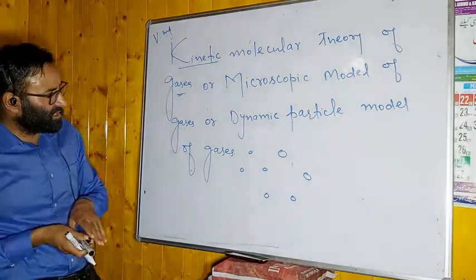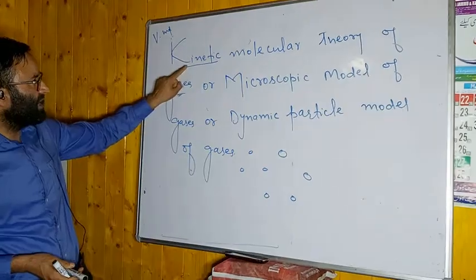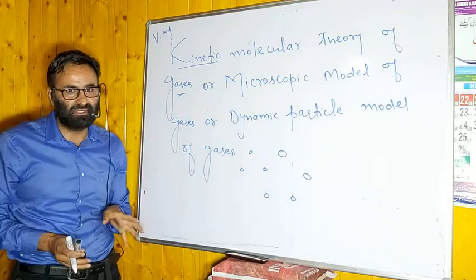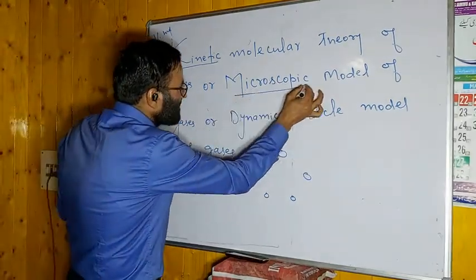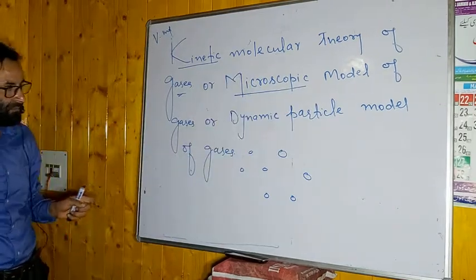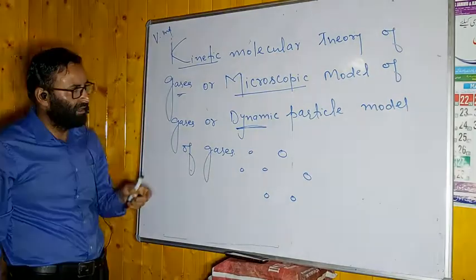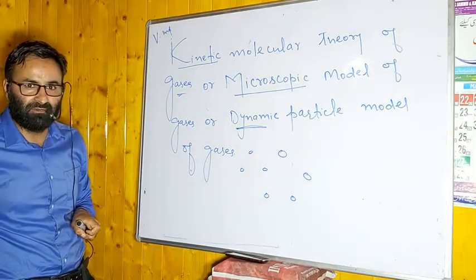As per this theory, the gas molecules are in continuous motion. Hence, we have the word kinetic. So, kinetic simply means the gas molecules are in motion. Remember this point. Now, what is the microscopic model of gases? Kinetic means dynamic. Dynamic means they are in motion. Remember this point. What does the microscopic model of gases mean?